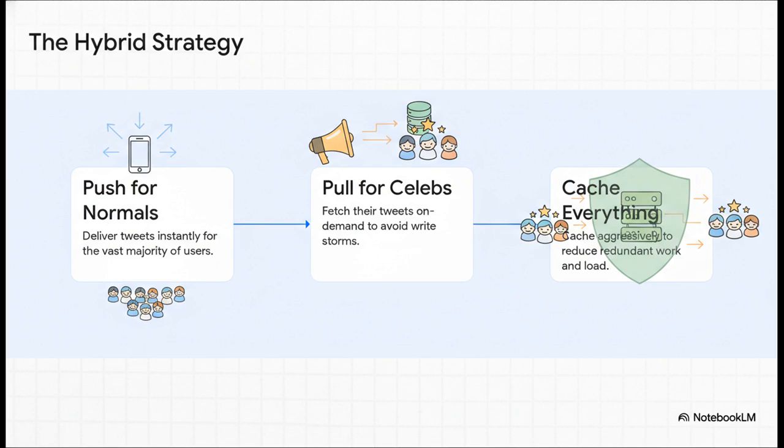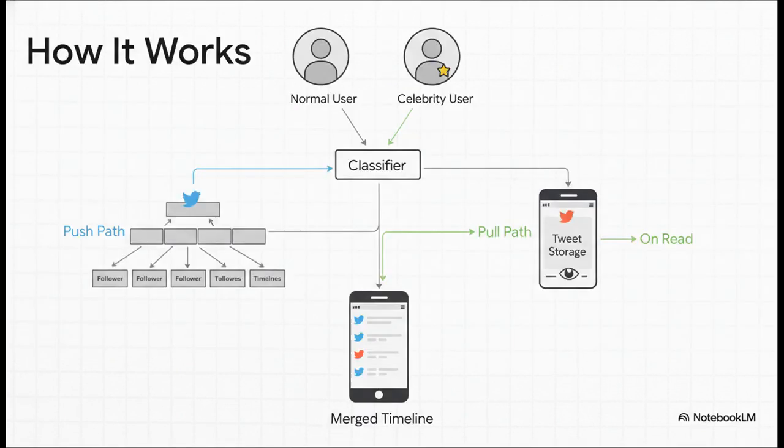First, for the vast majority of us, they use the push model. This keeps timelines feeling fast and fresh. Second, for the celebrities, they totally switch gears and use the pull model to avoid those system-crushing write storms. And third, they cache everything they possibly can. Caching acts like a giant shock absorber, soaking up load and preventing the system from redoing the same work over and over.